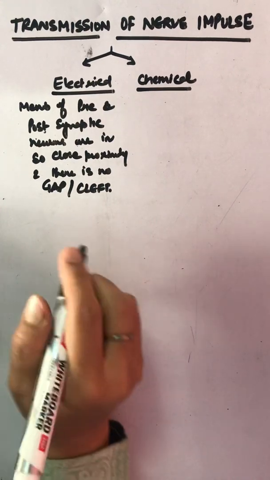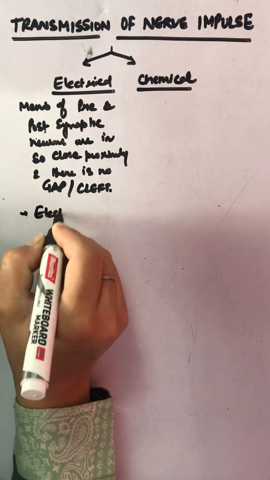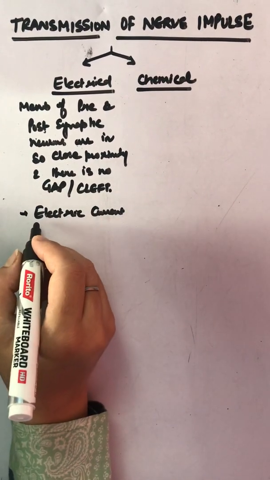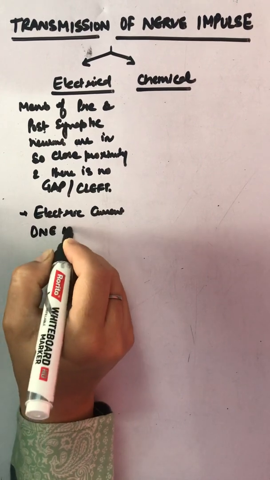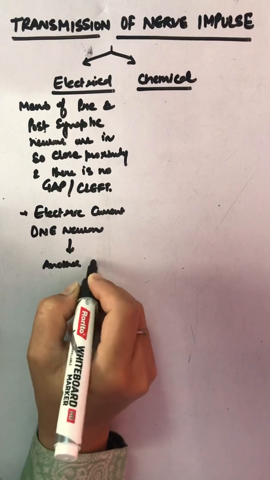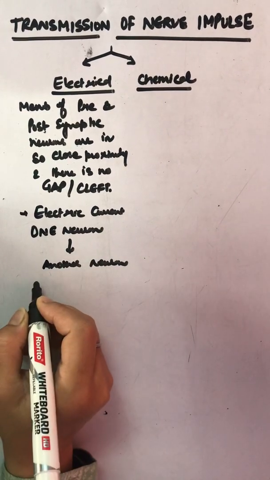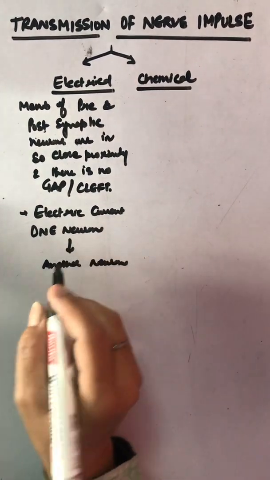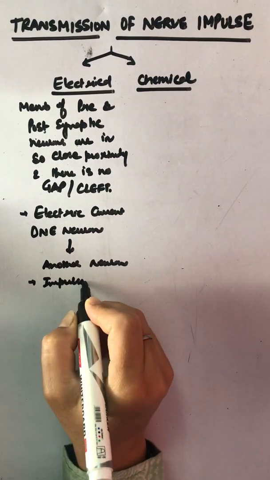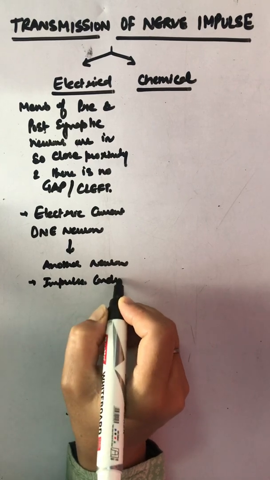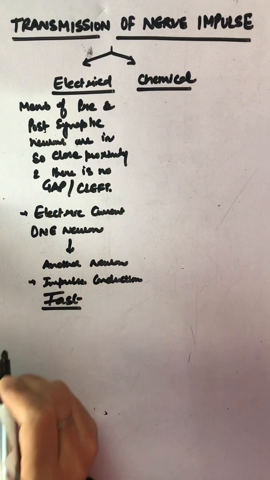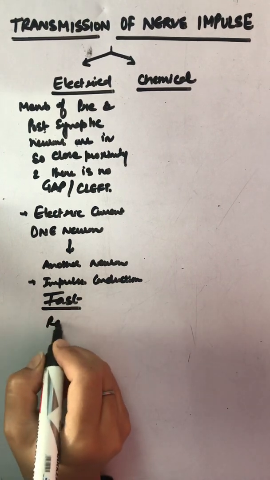So what happens? The electric current flows from one neuron to another neuron. Alright? And impulse conduction here is much faster, and these are rare in our system.